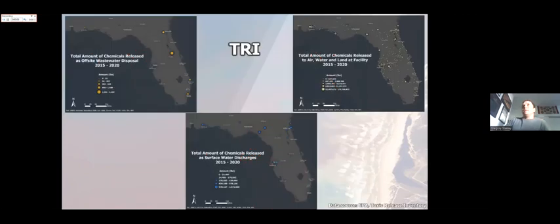Here are the 3 TRI categories. We have chemicals released as offsite wastewater disposal, chemicals released to air, water, and land at the facility, and chemicals released as surface water discharges for the years 2015 to 2020, and they're measured in pounds. You can see the differences for each category and how much was released and where. This is assuming that each of these categories has the nitrogen and phosphorus needed for the harmful algal bloom to thrive.